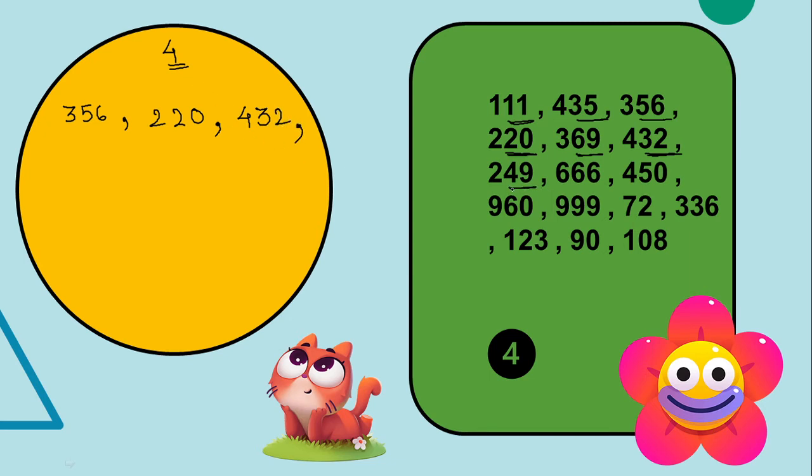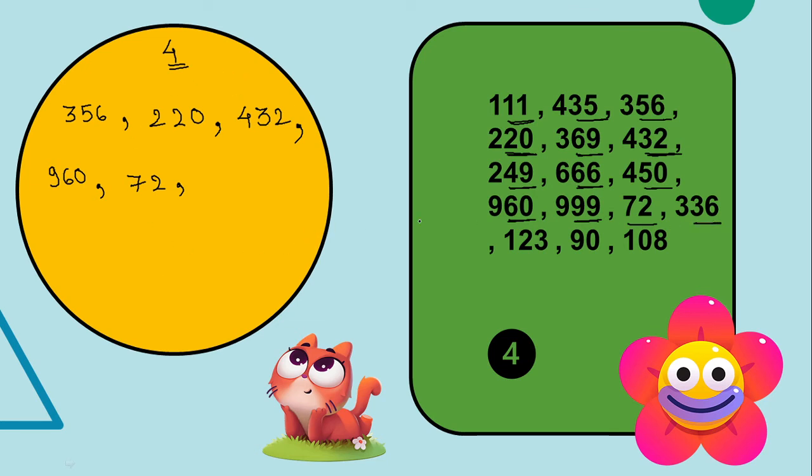Then 49 won't come in table of 4. 66. Even 66 won't come in the table of 4. Then let's check for 50. Even 50 won't come in the table of 4. Then 60. Yes, 60 comes in the table of 4. So why? Because 15 fours is 60. So 960 will come here. 99. No. 72. Let's check. Yes, 72 also comes in the table of 4. So 72 will also come in the basket number 4.